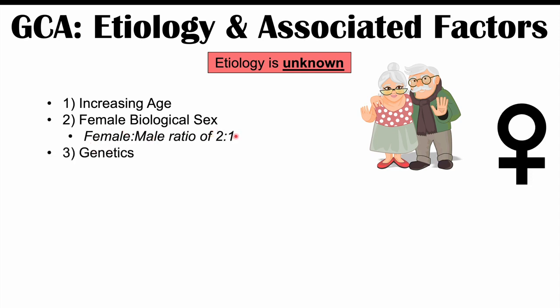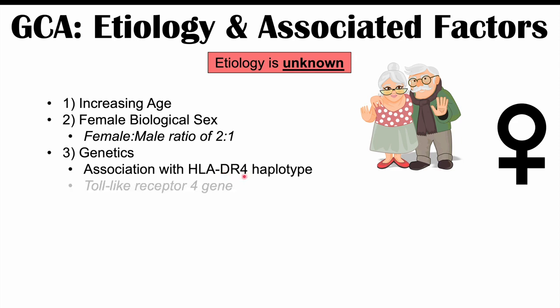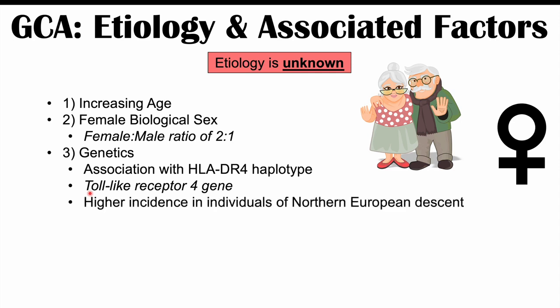Genetics also seem to play a role in whether or not a patient is likely to get this condition. There is an association with HLA-DR4 haplotype and with regards to a polymorphism of the toll-like receptor 4 gene. And there is a higher incidence of giant cell arteritis in individuals of Northern European descent. And along with some of these characteristics, we can also see an important lifestyle factor that can increase the likelihood of having this condition, that is smoking. So a past history of smoking or being a current smoker increases the likelihood of having giant cell arteritis.